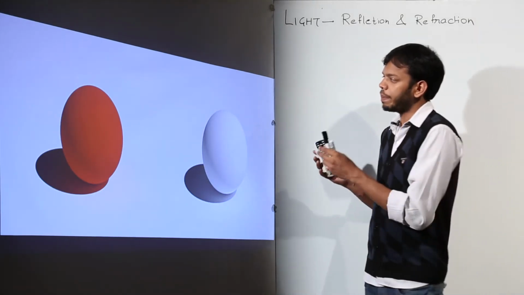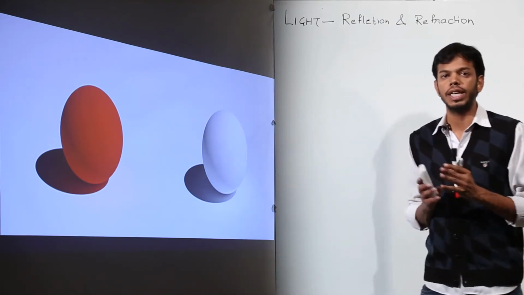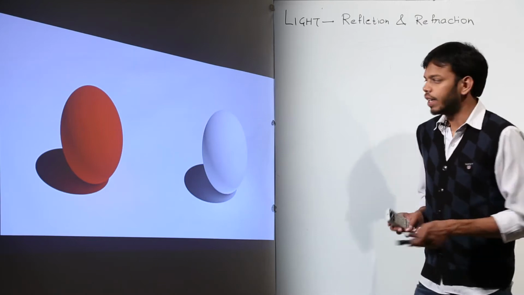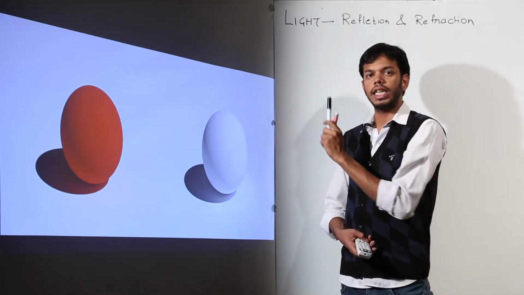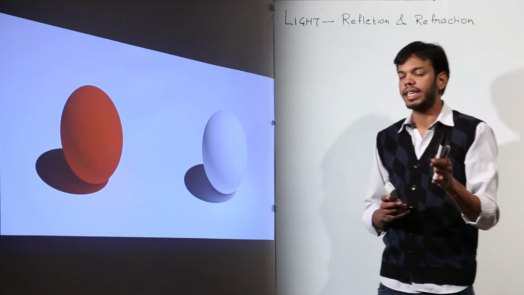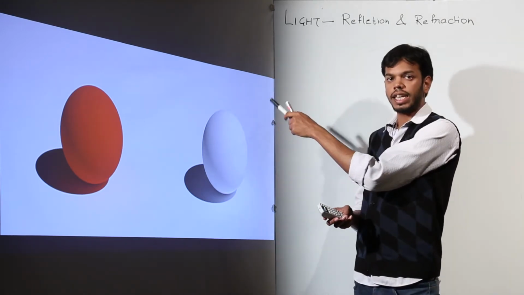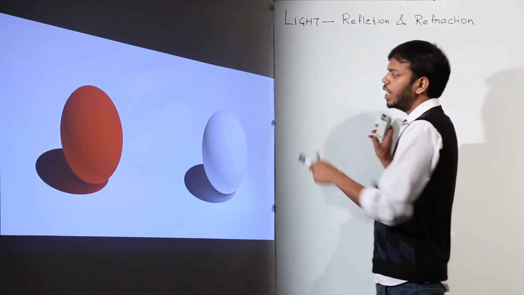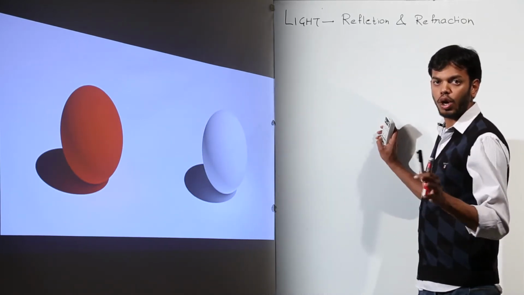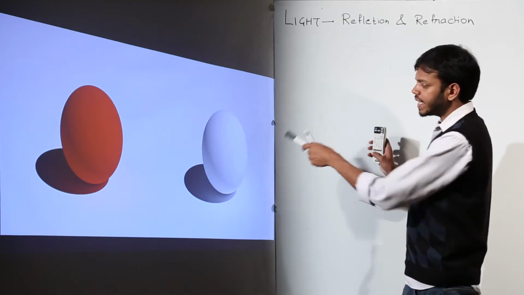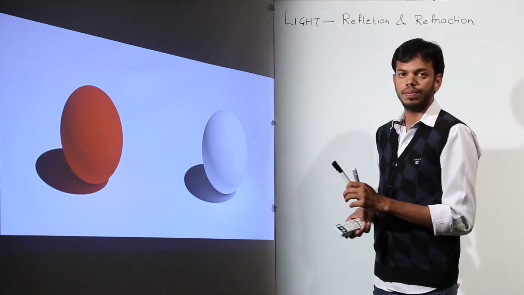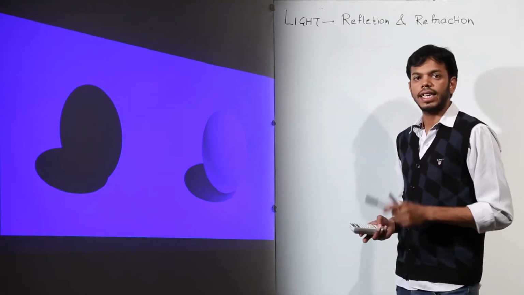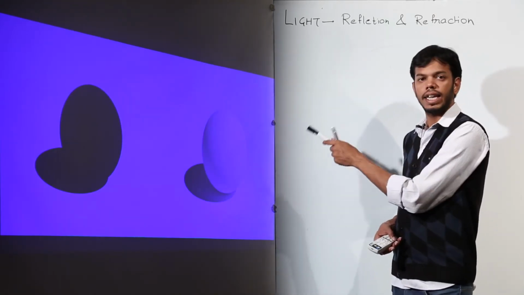So what will happen if this whole thing is illuminated by blue light? Remember, the white ball is reflecting all the colors, whereas the red ball is absorbing all the colors except red. Now it is a correct statement. So I am illuminating this whole thing by blue color. What do you think should happen? Will this appear blue or that appear blue? See, what actually is going to happen is that the red ball now becomes black and the white appears blue.